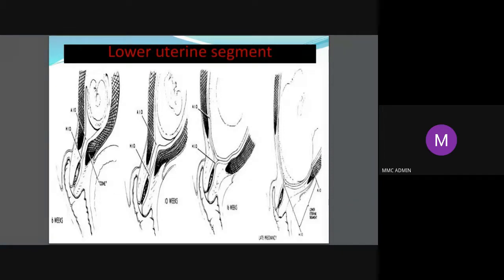uterus, because this is least vascular, very thin. And as you see, as the pregnancy advances, the size of this lower uterine segment also becomes more and more. While the upper portion of the uterus, that is the fundus, becomes thicker and thicker because it has to contract and push the baby down. The lower uterine segment becomes thin for us to put the incision, that is the importance of it.